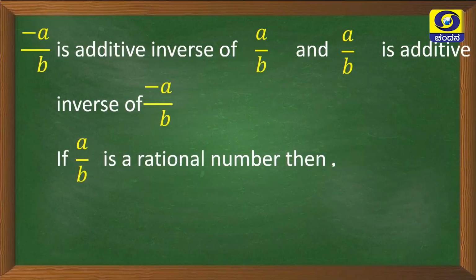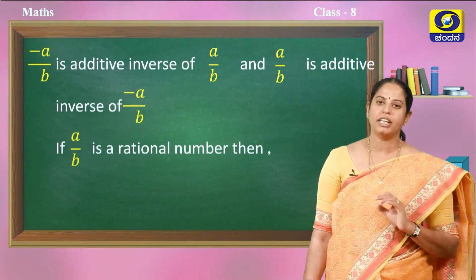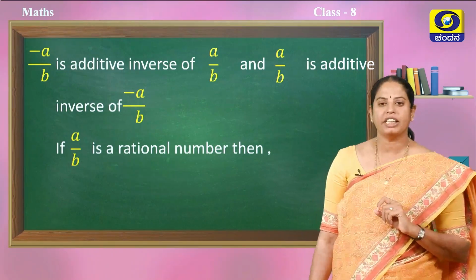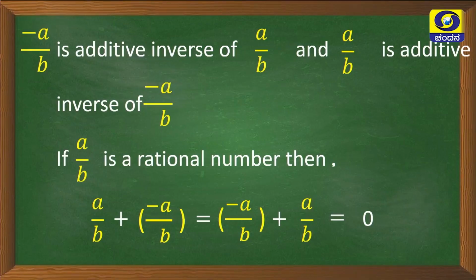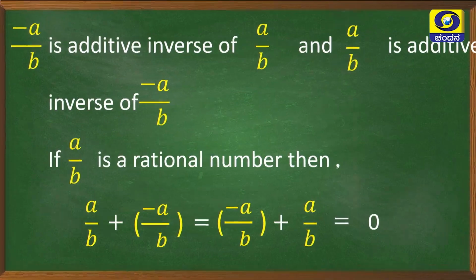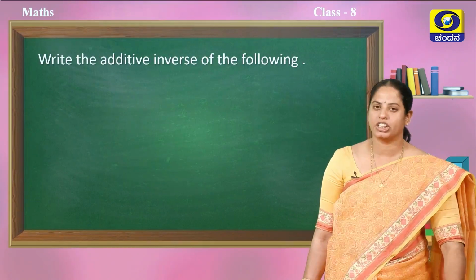Observe here, if minus a by b is a rational number, then the additive inverse of minus a by b is a by b. Vice versa, if a by b is the rational number, then minus a by b is the additive inverse of a by b. Therefore, we write like this. This is called the inverse property of addition. Okay, the inverse property of rational numbers on addition.